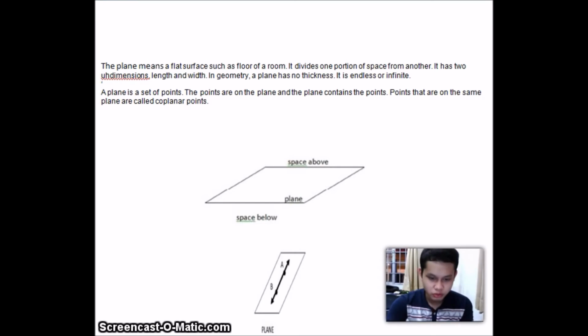Assalamualaikum, my name is Muhammad Adib Shahmi bin Sukri and today I will explain to you about plane. A plane means a flat surface, such as the floor of a room, that divides one portion of space from another. It has two dimensions, as you can see, length and width. In geometry, a plane has no thickness; it is endless or infinite. A plane is a set of points. The points are on the plane, and the plane contains points. Points that are on the same plane are called coplanar points.